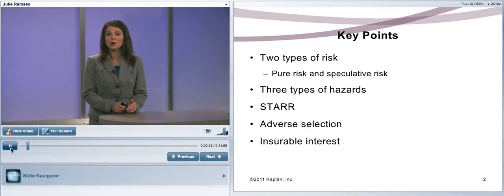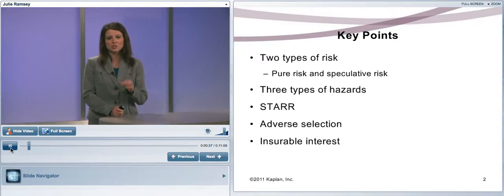We're also going to talk about adverse selection. And when you hear the word adverse, I just want you to think of bad. The insurance company does not want an adverse or a bad selection. And lastly, insurable interest. Why do you want to buy insurance? You have to prove that at time of application, and you must have the insured's written consent. Let's get into the details.